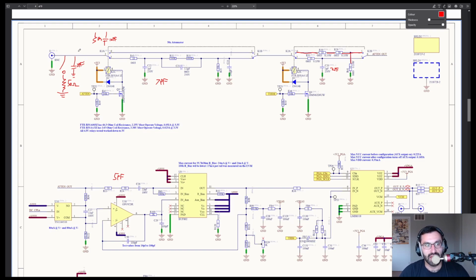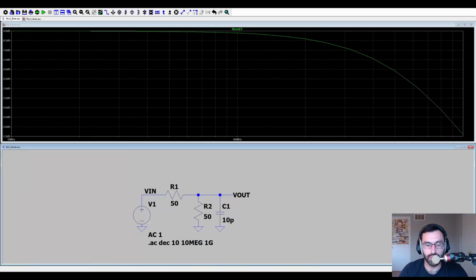So how does that actually look, this 50 ohm in parallel with the whole 10 picofarads, when it comes to the frequency response? Let's take a look in LTspice. So here's the low-pass filter that is essentially created by putting that 10 picofarad in parallel with our 50 ohm termination. The 3 dB point for this filter is just after 600 megahertz, which, considering our ADC sample rate is 1 gigasample per second, is over Nyquist already.